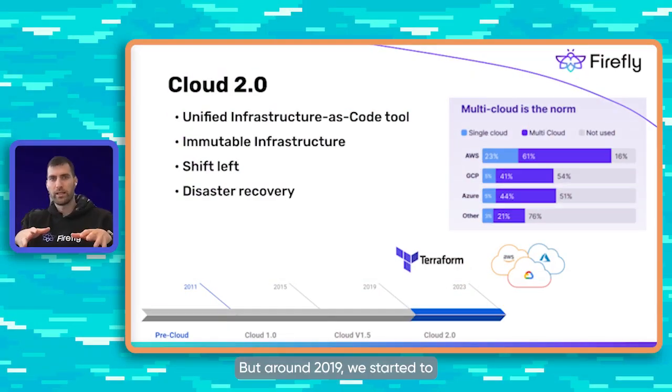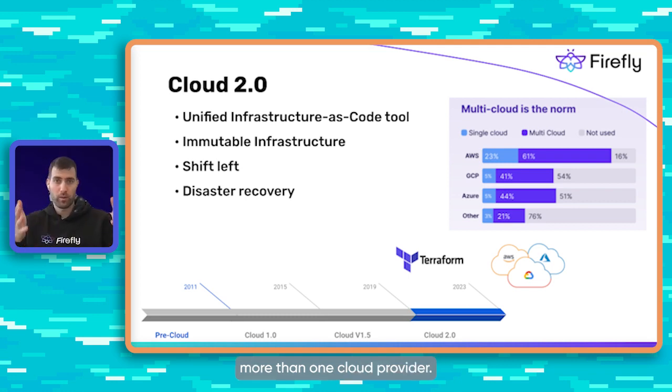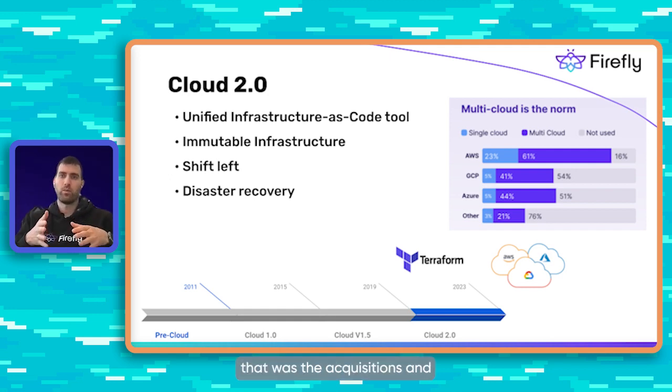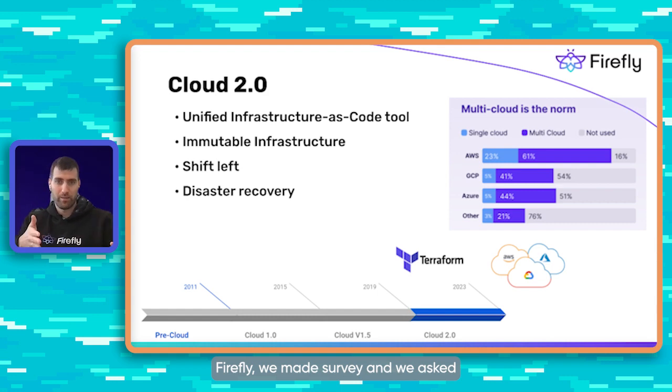But around 2019, we started to see that many companies adopted more than one cloud account, more than one cloud provider. And one of the drivers for that was the acquisitions and the adoption of multi-cloud. And as you can see in this diagram, at Firefly, we made a survey and we asked hundreds of DevOps teams about their cloud adoption. And we see that multi-cloud is a real thing, that most of the DevOps teams in the world adopt more than one cloud provider.